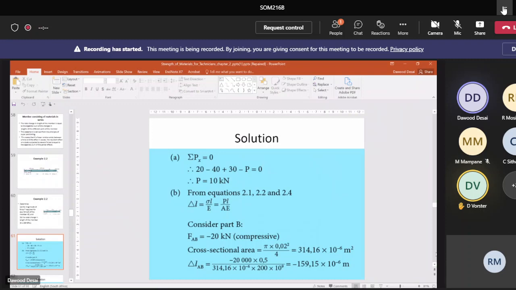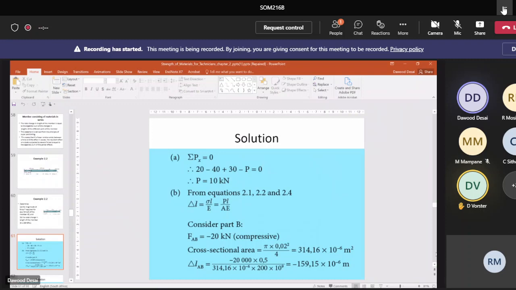So for a parallel member, if someone asks you what is the total change in length, you only need to calculate it for any one member, and that's the same. You don't add anything up here. What is the formula for change in length? Stress L upon E, or FL upon AE. That doesn't change. So I'm making it easier for you guys. You only need to listen. That's all.